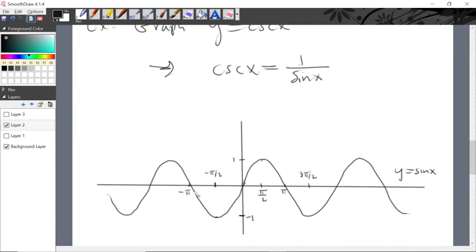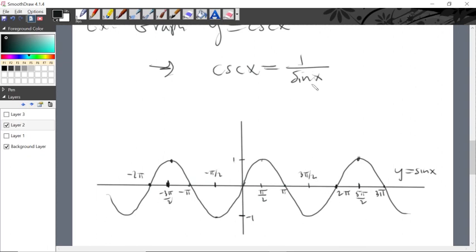This is negative pi. We have negative 3 pi over 2, where the output was 1. This is negative 2 pi. This would be 2 pi, and this is 3 pi. For good measure, one more: how about 5 pi over 2, where the output is 1. Okay, that's enough. So, y equals the sine of x.